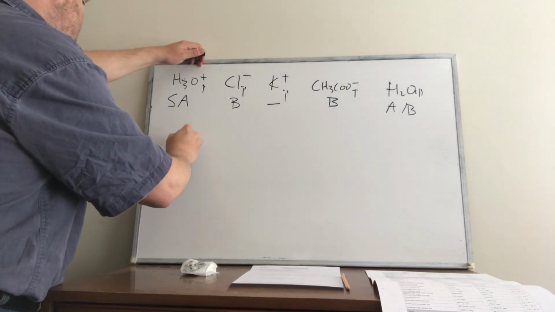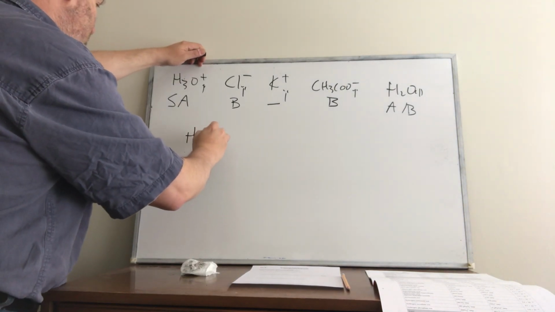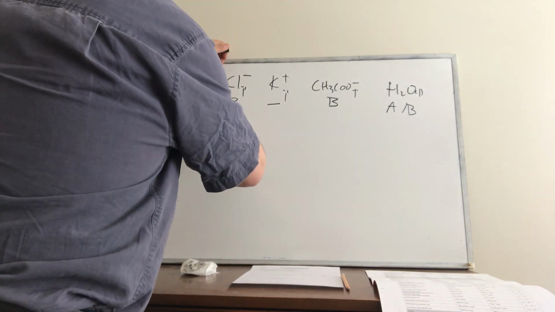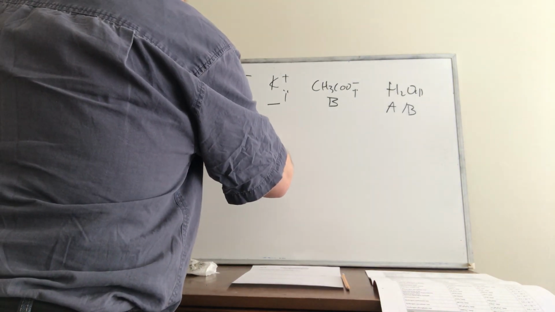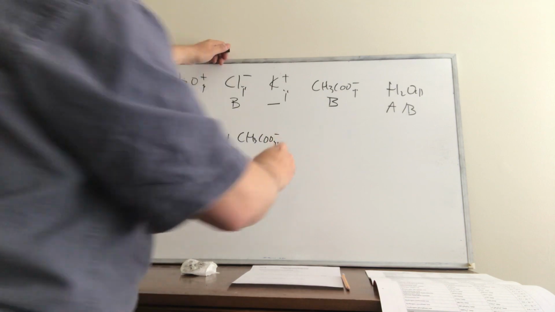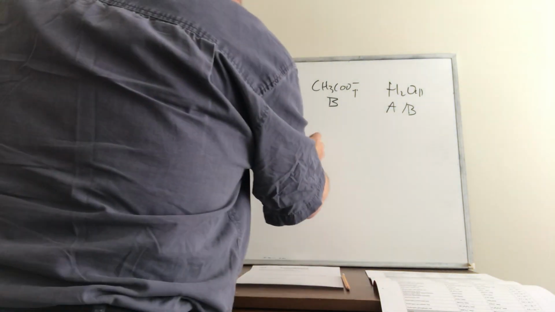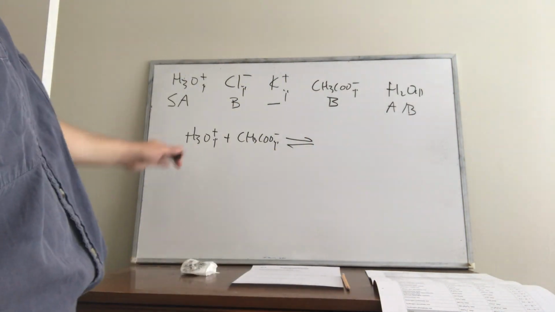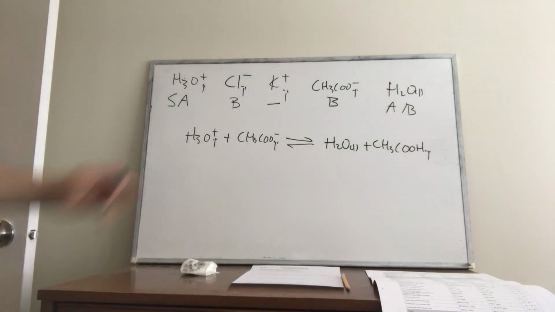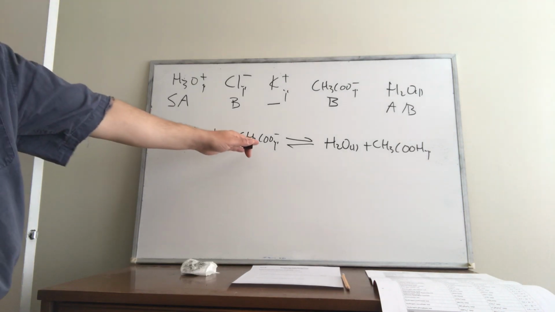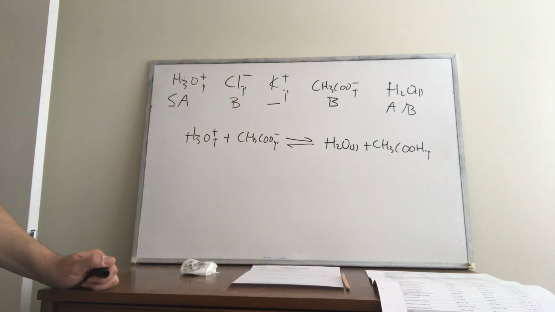The strongest acid, H3O+, donates 1 proton, so we react it with CH3COO-. And we'll write a double-headed arrow. So he reacts to give up 1 proton, so he becomes water. And he becomes CH3COOH aqueous. So the strongest acid present donated 1 proton to the strongest base present, making the following products.